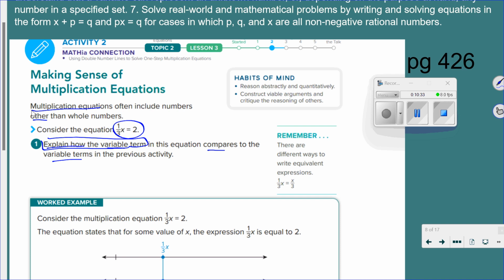Last class, they got a little piece of candy for using proper math terminology. It was.